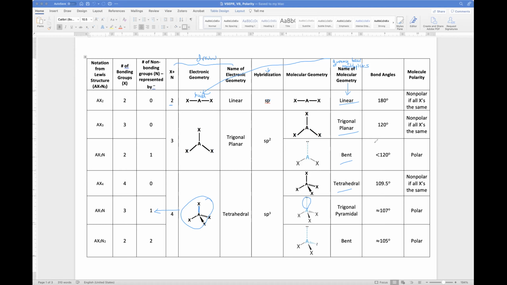I also would know, you do need to know the ideal bond angles. You don't need to know the others. You would need to know that they're less than ideal is all.